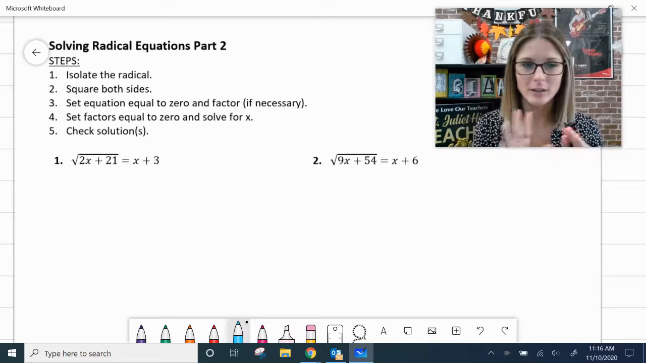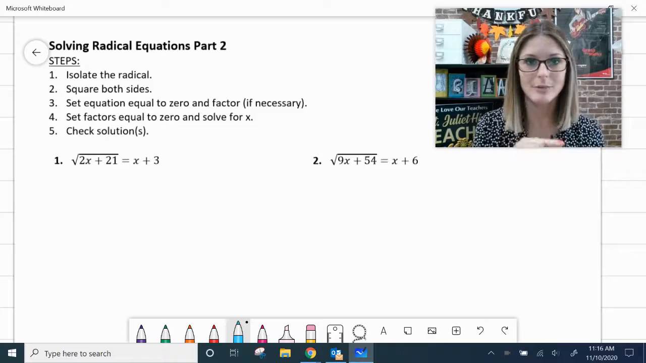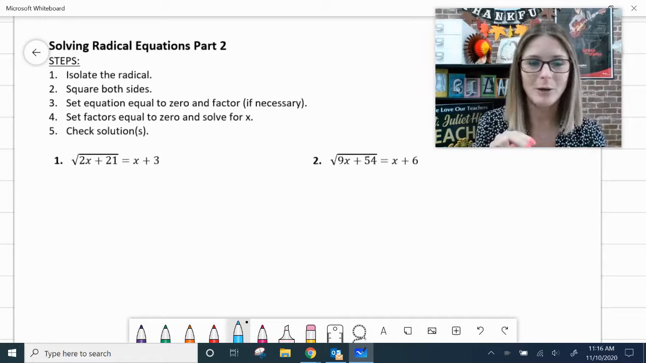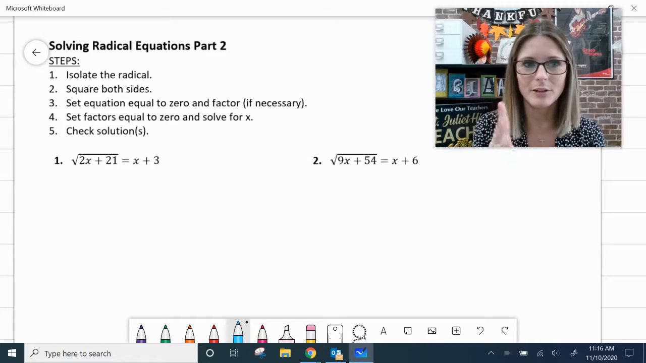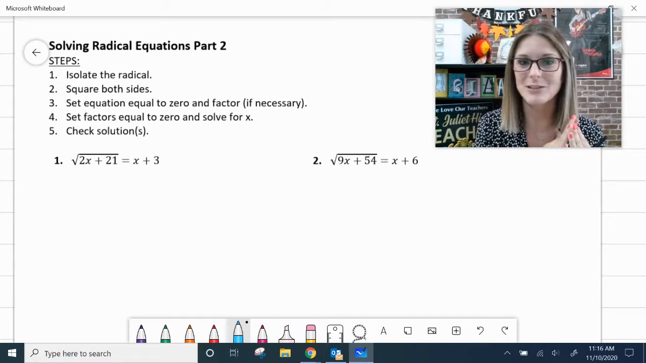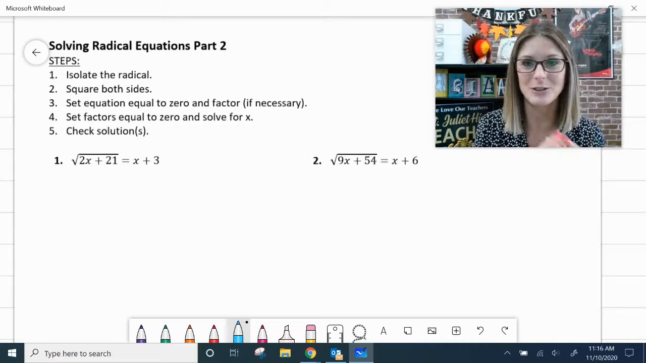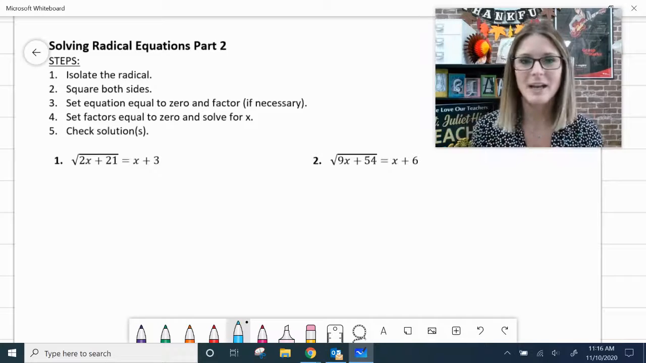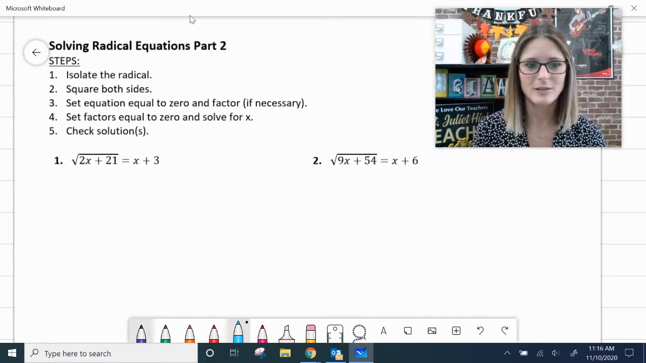Our steps are still very similar. Isolate the radical, just like we did in part 1. Square both sides, just like we did in part 1. Look at number 3, step 3, set the equation equal to 0 and factor. Number 4, take those factors, set them equal to 0 and solve for x, and then check for our solution. So we're going to end up with some quadratics. We are going to have to factor. So just a little bit more involved, but still following those same steps.